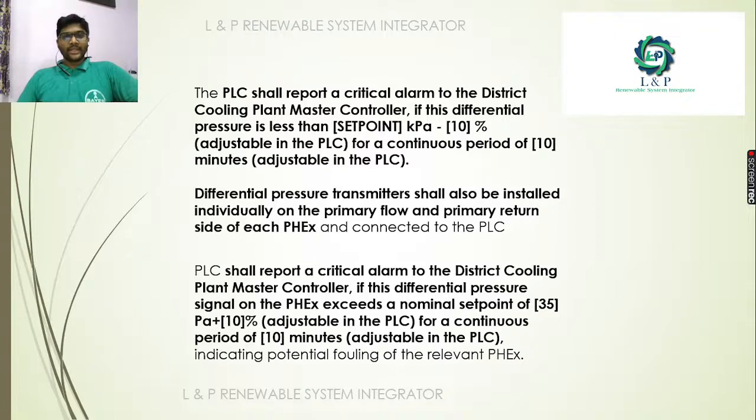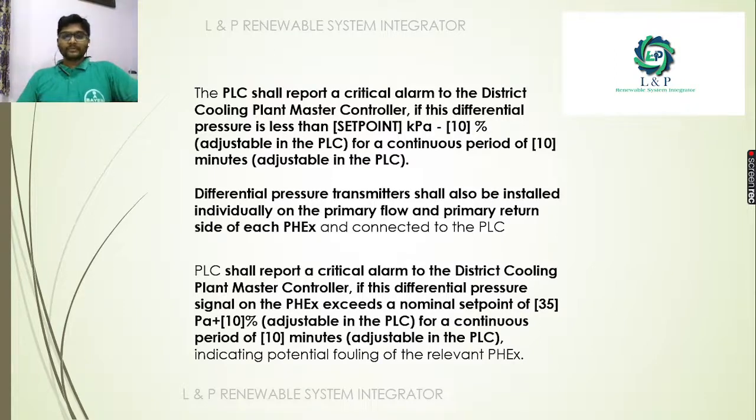And as we told earlier, we can consider creating critical alarms with the help of the differential pressure. If we are setting a set point, and the set point is not achieved after a particular time period, for example 10 minutes, immediately we have to create a critical alarm.